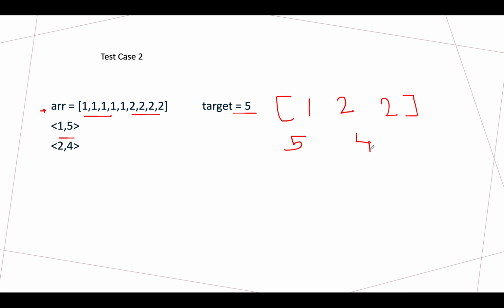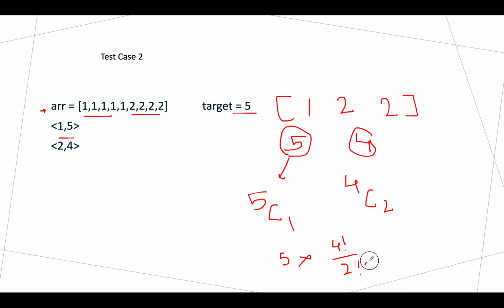So out of these 5 ones, how many do we want to pick up? 1. So the number of ways in which this can be done is 5C1, and for the other case, out of these 4 we need to pick up 2, so the number of ways would be 4C2. This equates to 5 into 4 factorial by 2 factorial by 2 factorial, which is equal to 4 into 3 by 2, 6. So this is 6 into 5, that gives us 30 ways.